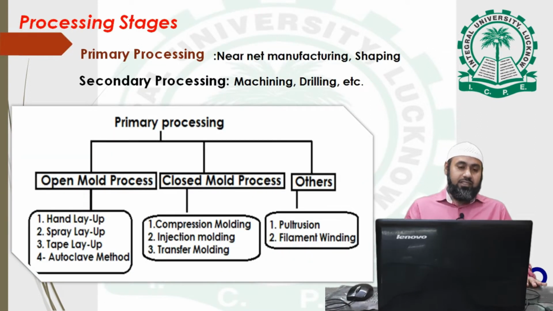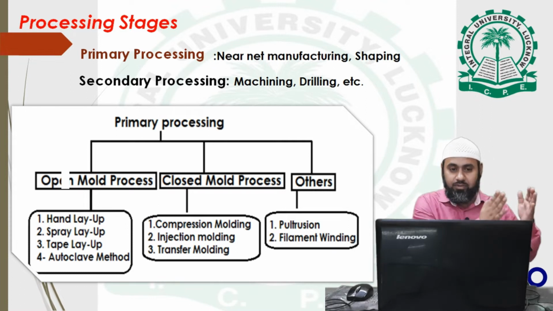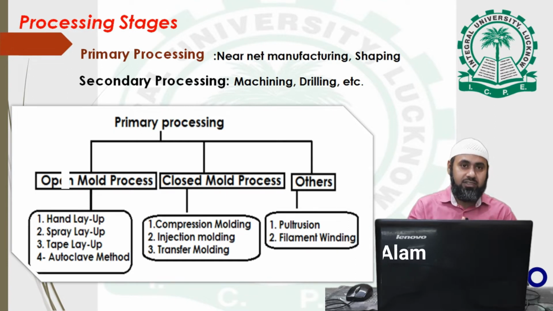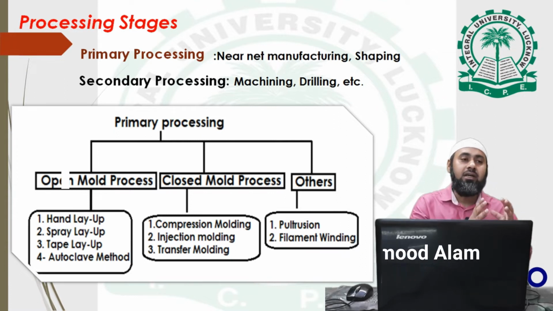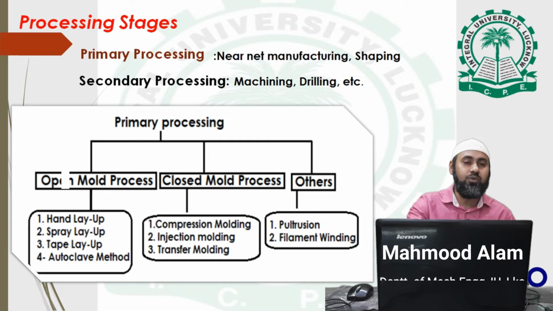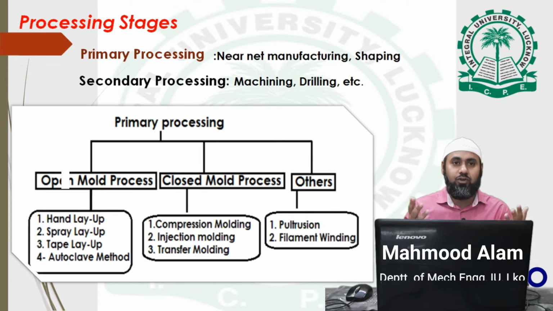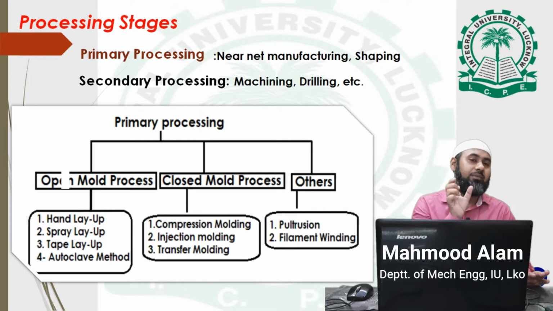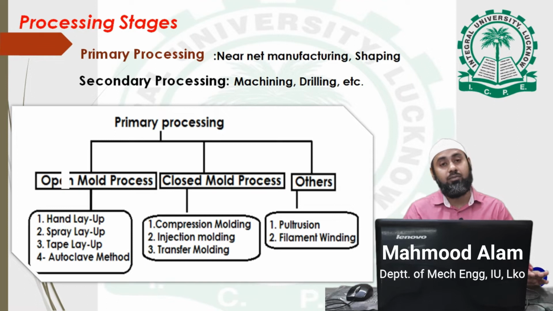First of all, we need to understand how polymer composites are processed. What are the stages of composite processing? Basically there are two stages, called the primary and secondary stage. The primary stage is generally known as near net manufacturing, or simply the shaping process. Shaping means the first stage of manufacturing, in which different constituents with different properties are mixed together to convert them into a particular shape, like a sheet, a cube, a rod, whatever it is. So the main stage of composite processing is the primary stage, called the shaping process, or the primary processing of composite polymer.